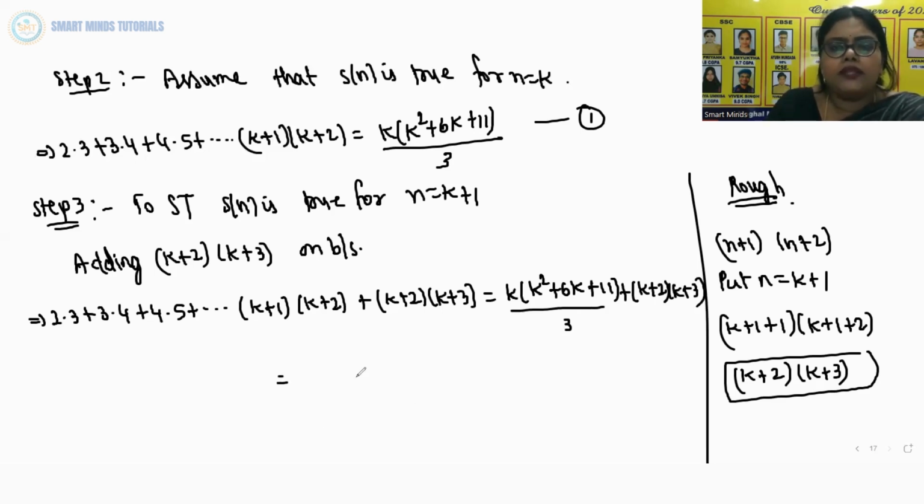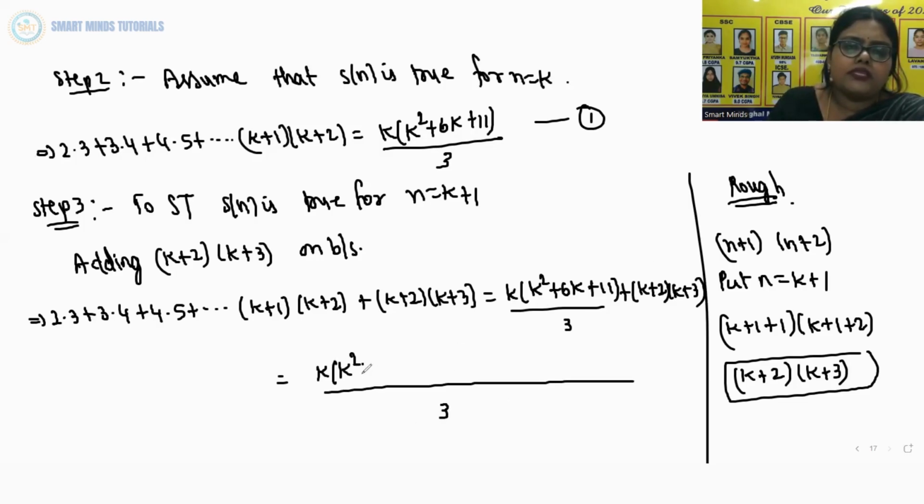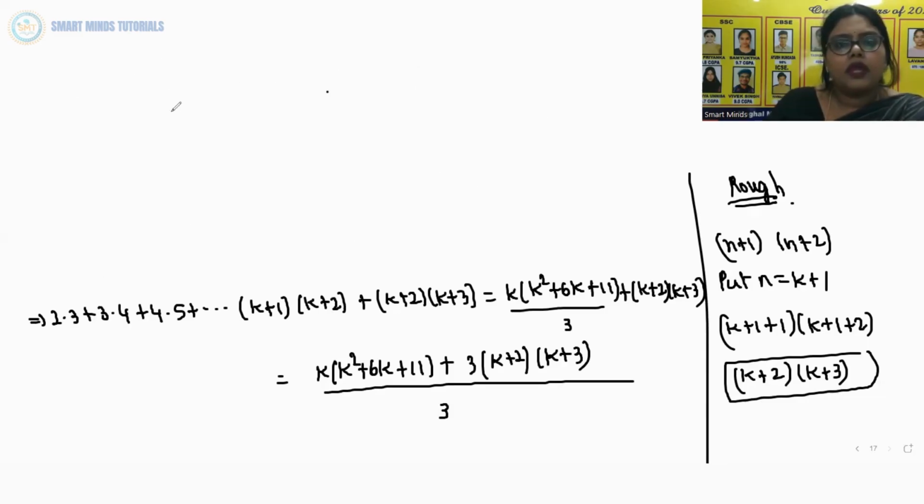Now we need to take the LCM. LCM is 3. Now you cross multiply: k into (k² + 6k + 11) plus 3 into, let us multiply these two brackets. First I will write it as it is. In the next step I will multiply. Now we need to simplify this. So let us multiply this into this, this into this, this into this.